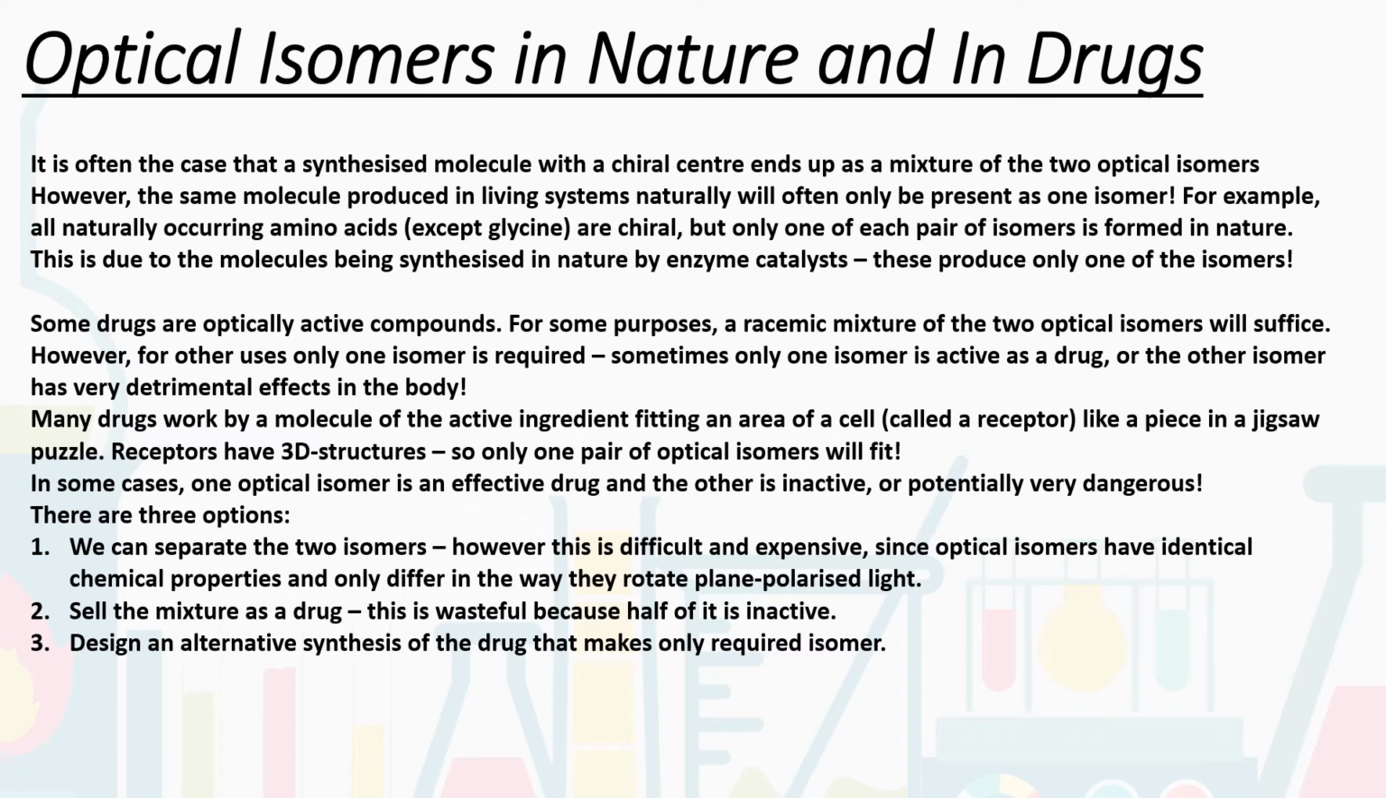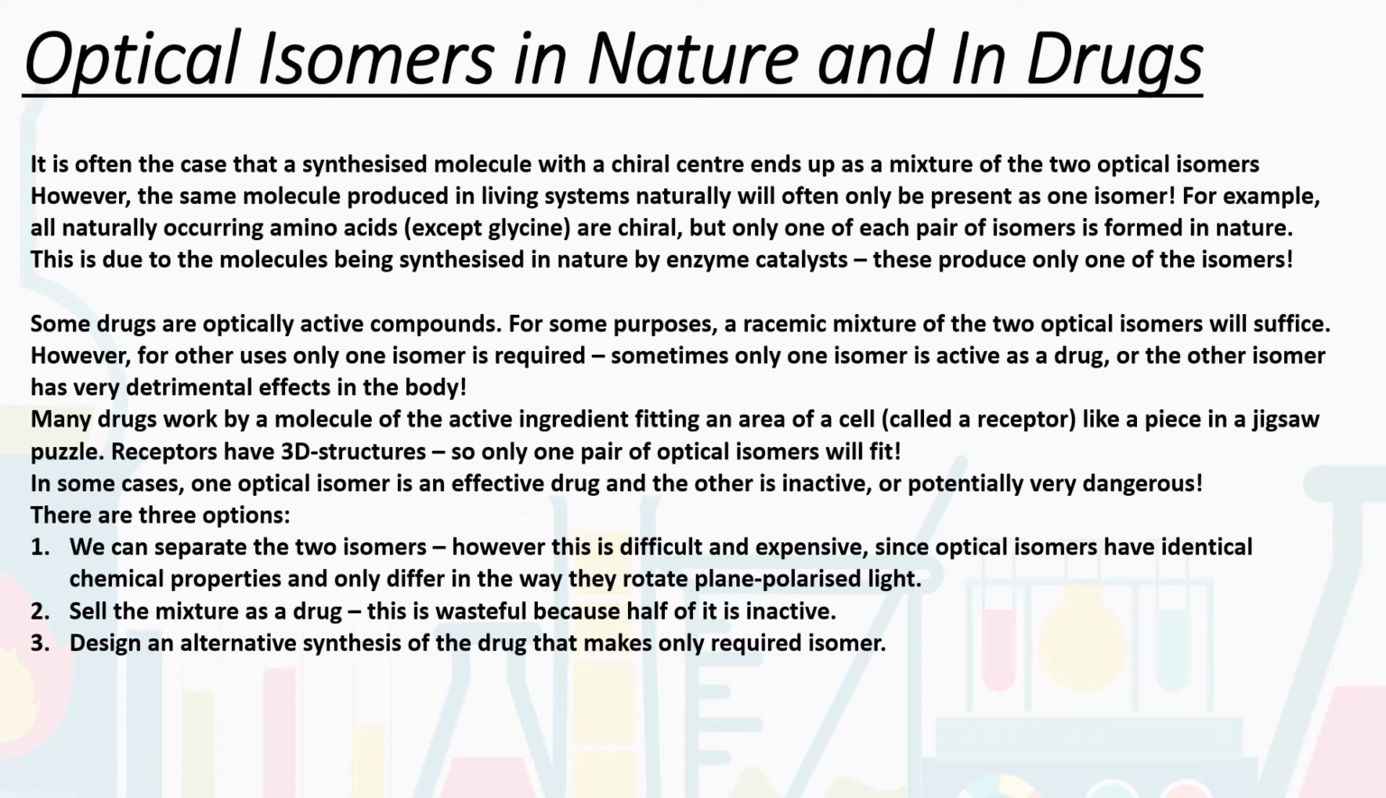So for example, all of the naturally occurring amino acids, except glycine, so 19 out of 20 of them, are chiral. But actually, only one of each pair of enantiomers of those is formed in nature. Nature only forms one of the enantiomers, whereas we as human chemists would normally have to form 2 of them, form that racemic mixture. And this is because the molecules are being synthesized in nature by enzyme catalysts.